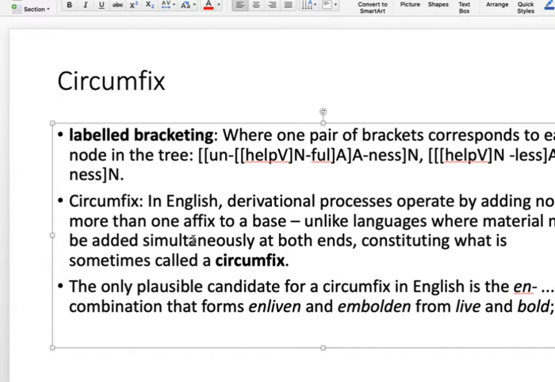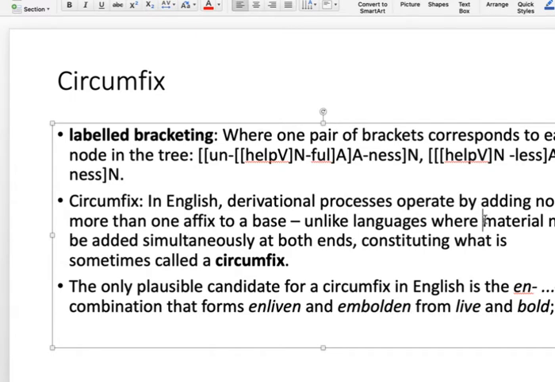For example, in Arabic, I was reading somewhere, it is possible to have two affixes attached simultaneously. And to a very limited extent, it is possible even in English. I will give you two examples of this later on. As a routine process, English derivational processes operate by adding no more than one affix to a base. But we will see the exception where material may be added simultaneously at both ends.